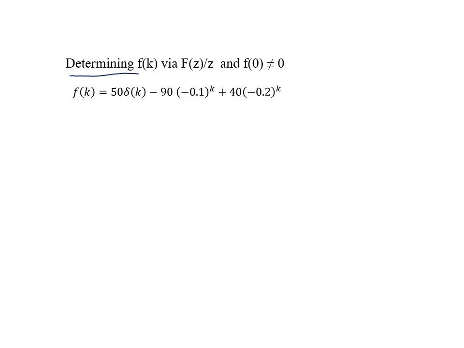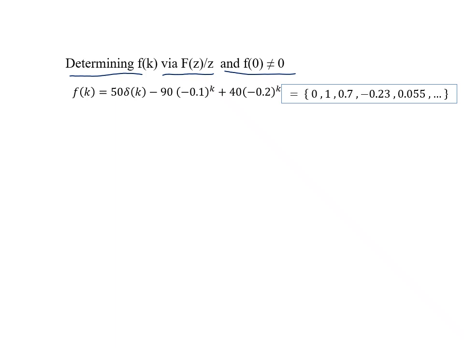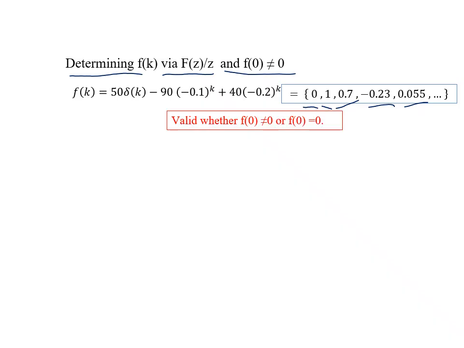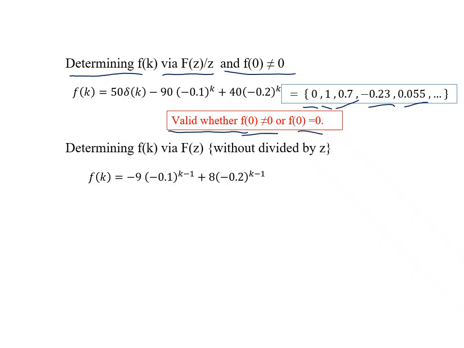We want to get f of z using f of z divided by z, and f of 0 not equal to 0. We have f of 0 equals 0, f of 1 equals 1, and f of 2 equals 0.7, f of 3 equals negative 0.23, and f of 4 equals 0.055. This is valid, however, for f of 0 equals 0 or f of 0 not equal to 0.